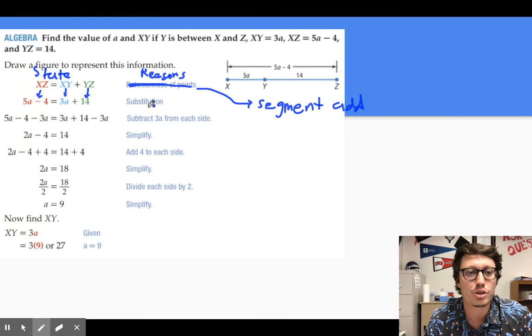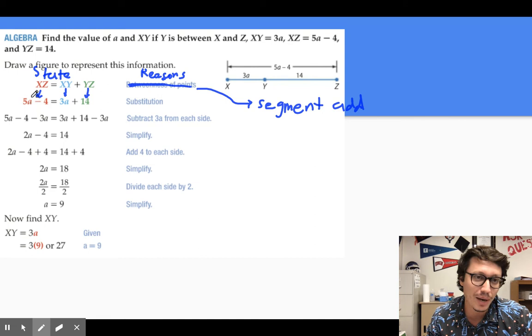That is the substitution property. If they tell us that xz is equal to 5a minus 4, then we can substitute that in, okay? And so now we are solving for a, right? We have an equation. Okay, we need to combine like terms. We need to get the a's all together, right?